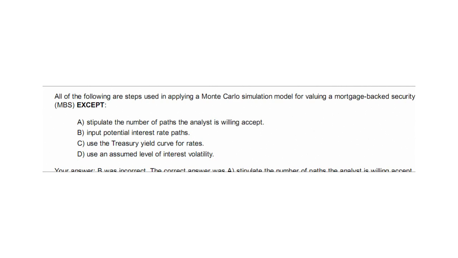In a generic Monte Carlo simulation, we'll do all of that, but the number of paths that the analyst is willing to accept, generally I thought it was 1000, but this is not part of the classical model. It is of course needed, but it doesn't form an integral part of the simulation. So if we were to eliminate, we'll eliminate A. A is not a step in the Monte Carlo simulation.